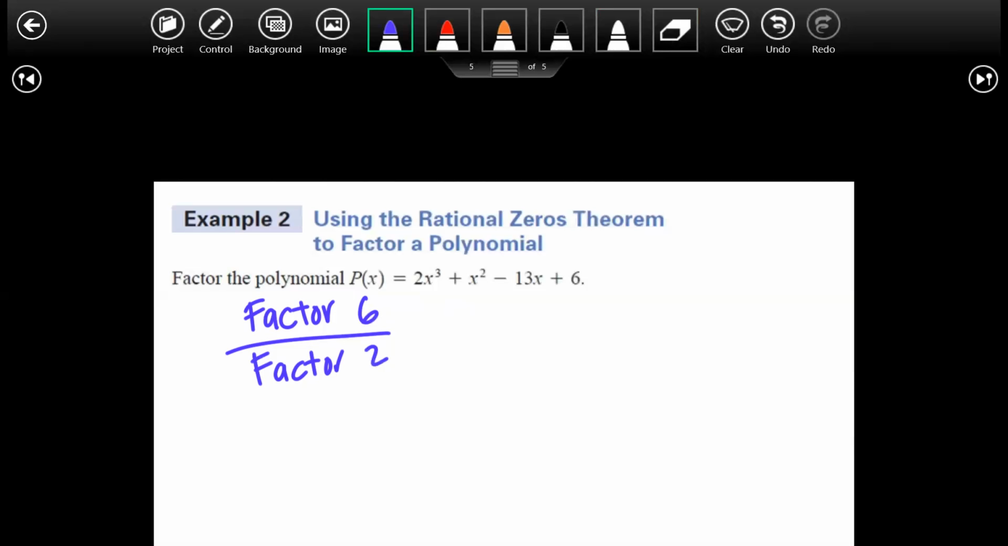Can you tap her on the shoulder and please come up? Looking at the factors of these, we're going to get plus or minus 1, plus or minus 2, plus or minus 3 over plus or minus 1, plus or minus 2. These are all of our possible ways we can look at these.